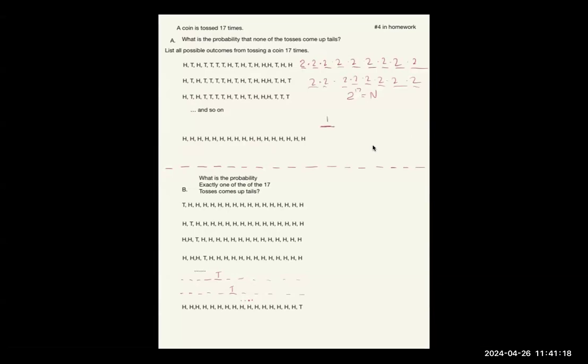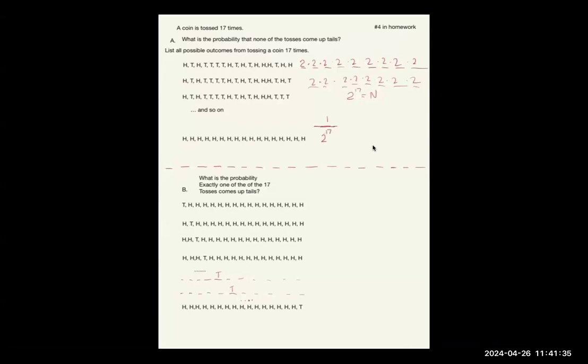There's only one way for them to come up all not tails. That is if they all come up heads. And so that's 1 in 2 to the 17th power. And so you're calculating, the homework actually wants you to find what is 2 to the 17th power.